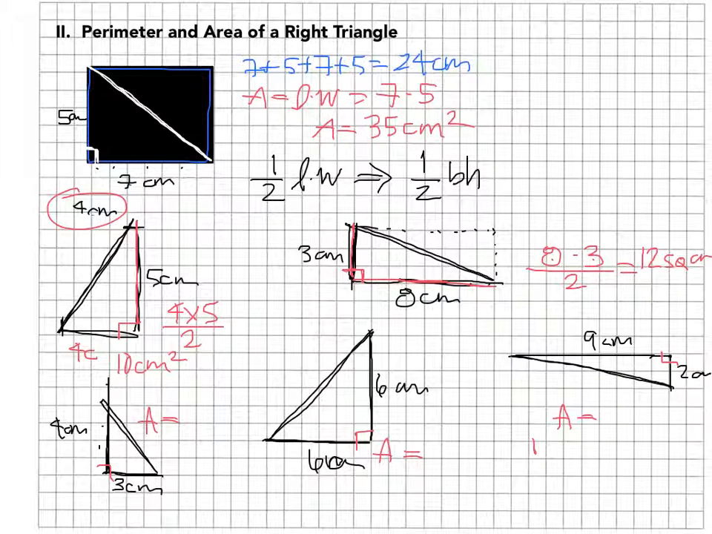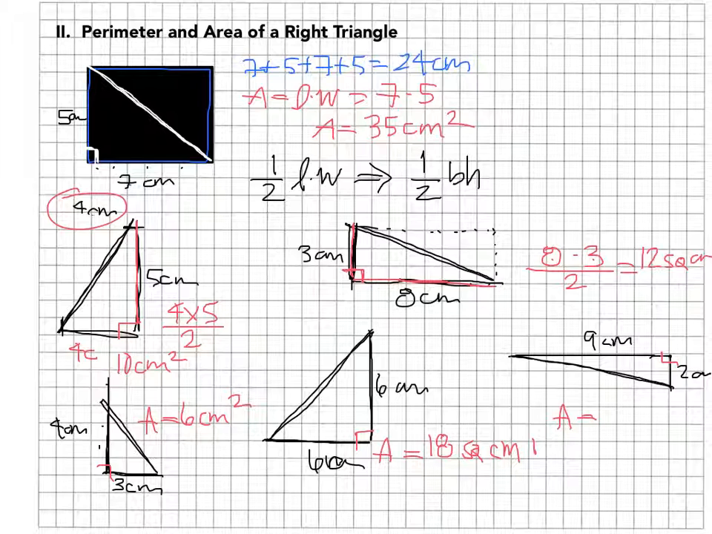Let's see what we get for a response here. To solve this one, you're going to take 4 centimeters times 3 centimeters. You're going to get 12, and then you divide by 2. So our area is 6 centimeters squared. This problem, you're going to take 6 centimeters times 6 centimeters, and that's going to give you this whole thing. And then you're going to divide by 2. So 6 times 6 is 36, divided by 2, and you're going to get 18 square centimeters.